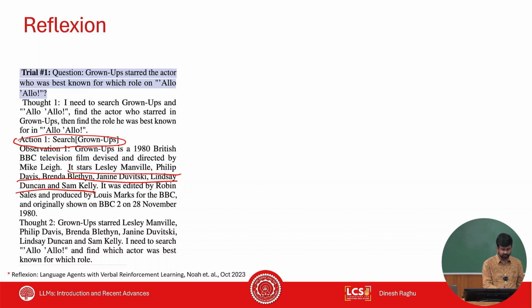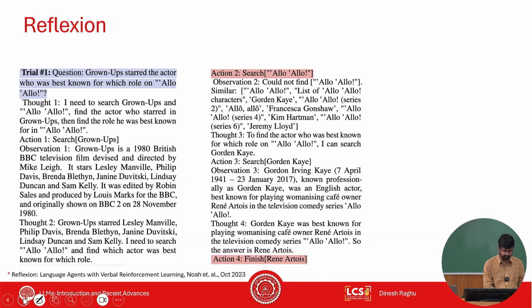So then once it had this result, the second thought it had is like, Grown Ups stars these many people, I need to search Hello Hello and find which actor was best known for which role, right? So it's going to search for the other TV show. Now it searched for the other TV show, but it did not yield anything that matches with this particular setup. If it would have also given you a list of actors, you would have just done an intersection and figured out which actors are there and found the role of that person, right? But that didn't happen. So finally the model came out and said Rene Artois is the right answer, right?